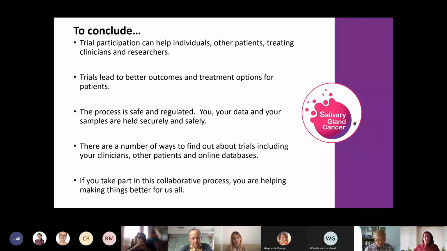Trials lead to better outcomes and treatment options for patients, and that doesn't mean that every trial shows what it's meant to show, or that new treatments are always verified. But every bit of information gathered is important and goes towards that bigger picture. Trials are safe. They're regulated and they're safe. You and your data and your samples are precious and they're held securely and safely.